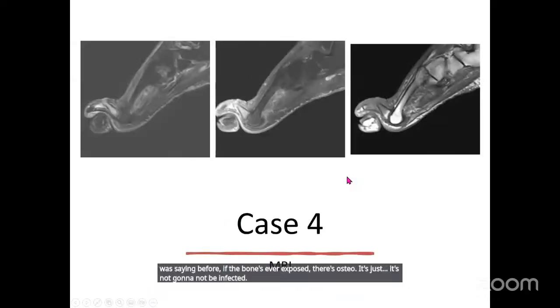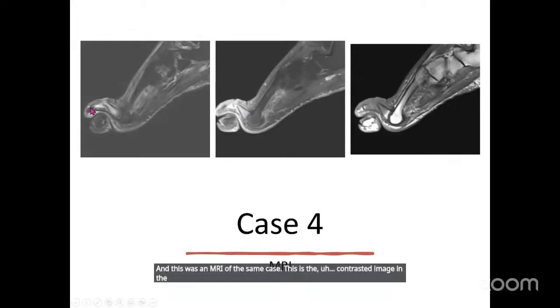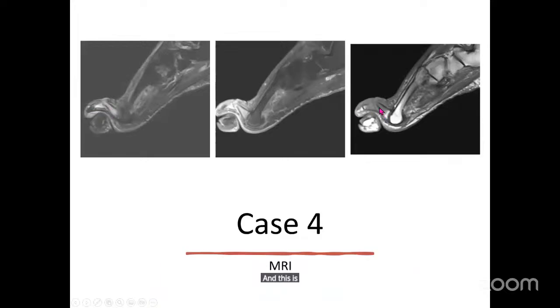And this was an MRI of the same case. This is the contrasted image in the middle. This is the STIR, which shows normal low marrow signal in most of the bones, and then high signal in all these bones that were involved. And this is the T1 with the low signal.